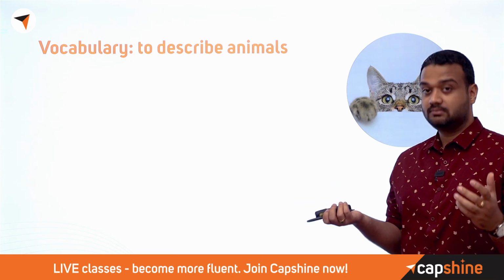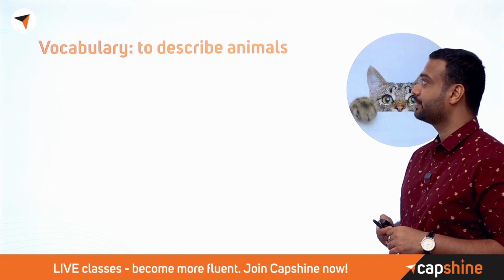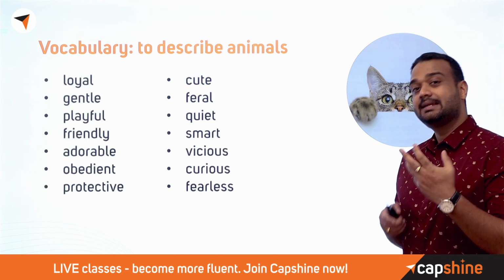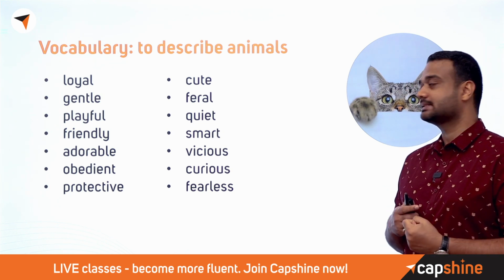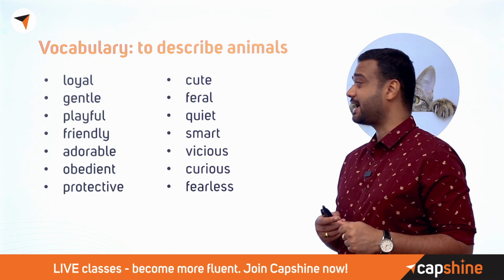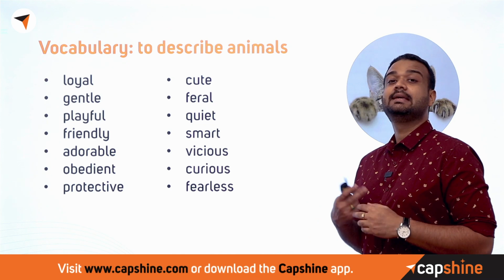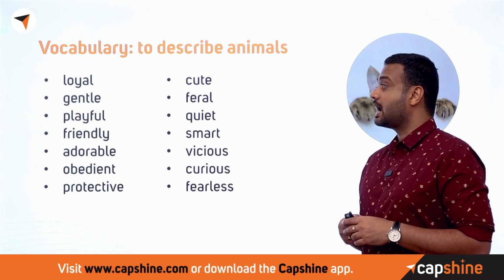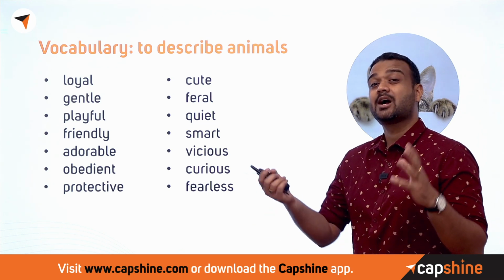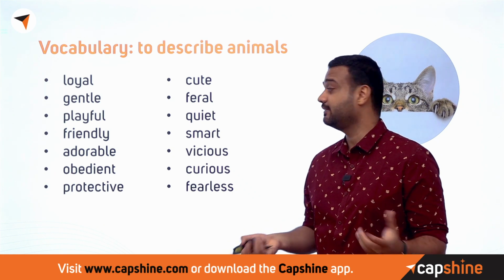Before we close for the day, let's take a look at some useful vocabulary related to animals. When you describe your animal or your pet, here are some ways you can describe them. You could say that your pet is loyal. My dog is the most loyal friend that I have. Gentle. Although he's a big dog, he is very gentle. Playful. My puppy is quite playful. Friendly. My cats are quite friendly, or my bird is surprisingly friendly.